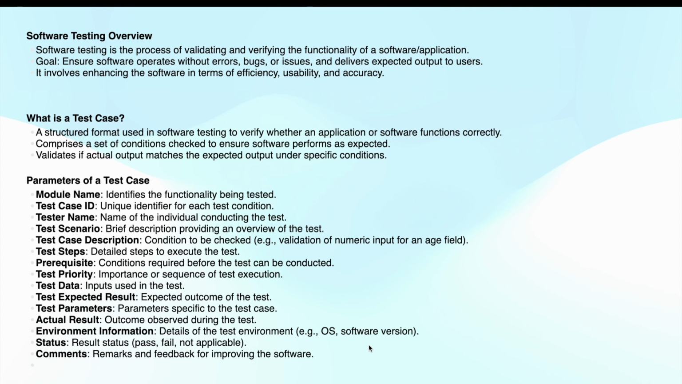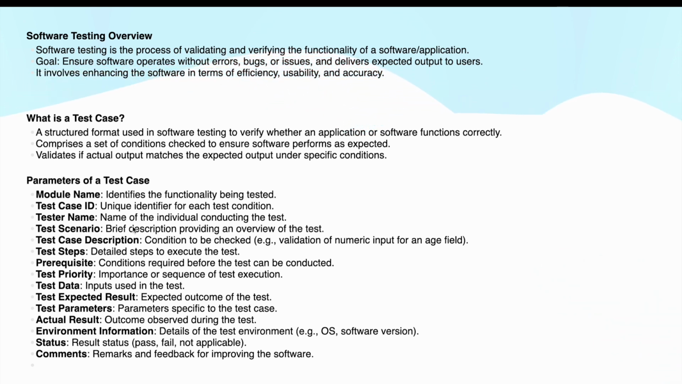So there are some parameters of the test case. We will see detail on that, but these are just some parameters that we use in the test case format. First is module name, which identifies the functionality being tested. Test case ID, which is the unique identifier for each test condition. Tester name, the name of the individual conducting the test.